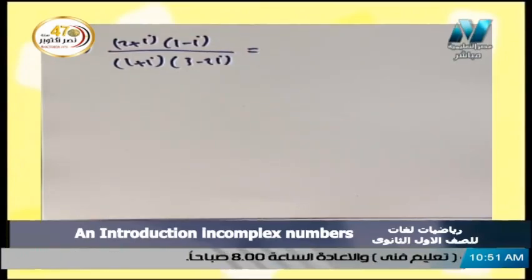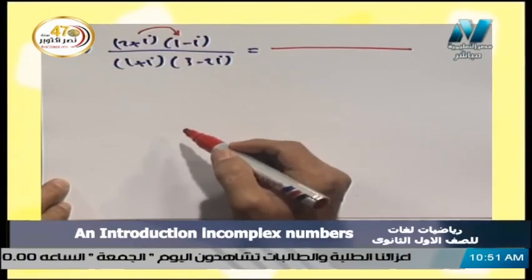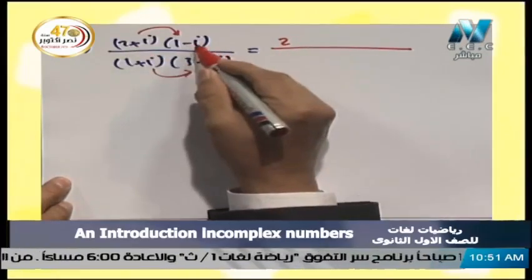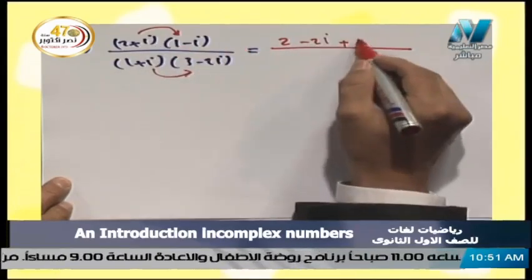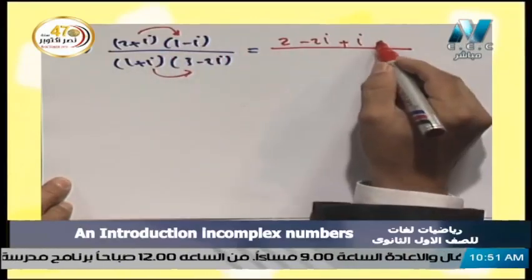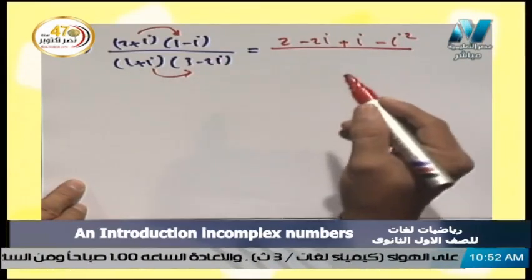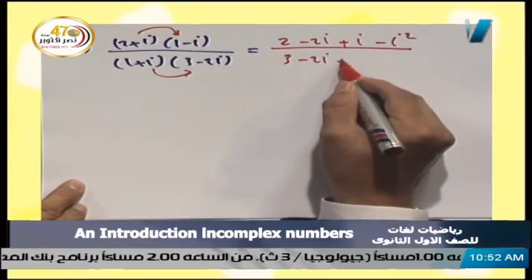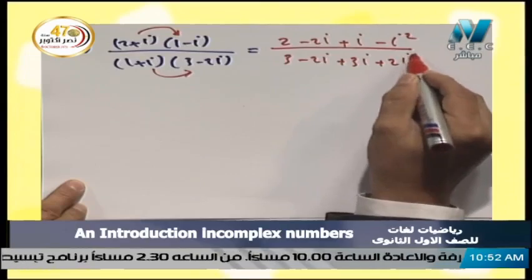Here is an example, something complex or complicated, because we have to multiply numerator by numerator and denominator by denominator also. 2 multiply 1 equals 2. 2 multiply negative i equals negative 2i. i multiplied 1 is i. i multiplies negative i, it's negative i power 2. Here 1 multiplied 3 minus 2i, it's 3 minus 2i itself. And i multiplies 3, it's 3i. i multiplied negative 2i equals positive 2i power 2.